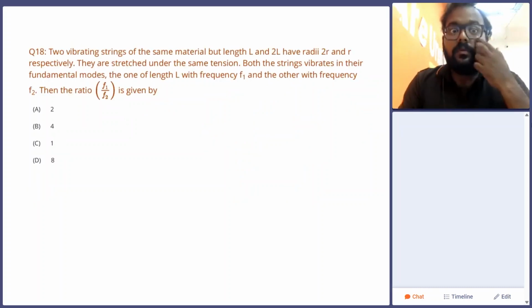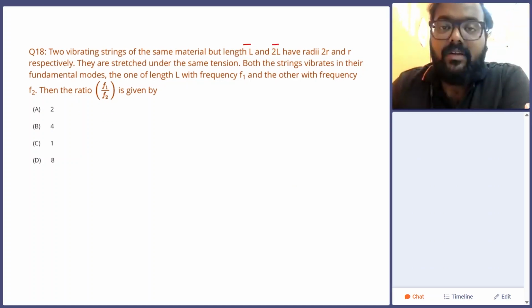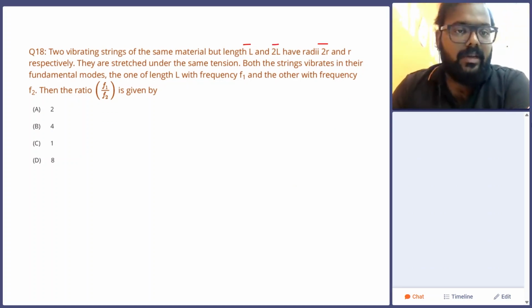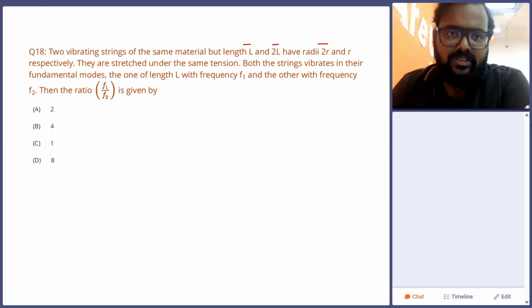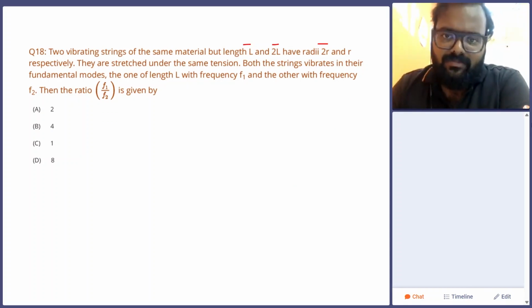Let's go ahead. Two vibrating strings of the same material, of lengths L and 2L, have radii 2R and R respectively. They are stretched under the same tension. Both the strings vibrate in their fundamental modes, the one of length L with frequency F1 and the other with frequency F2. Find the ratio F1 by F2. Okay, now listen.